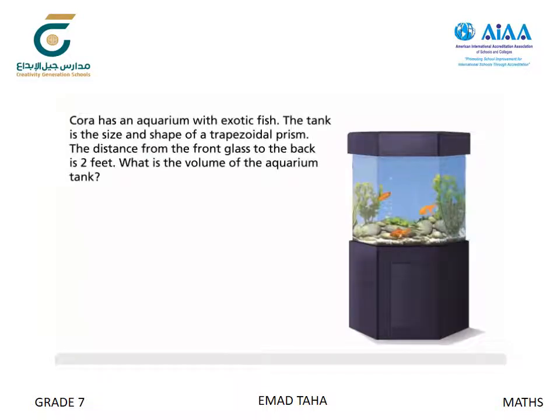Cora has an aquarium with exotic fish. The tank is the size and shape of a trapezoidal prism. The distance from the front glass to the back is 2 feet, and the other dimensions are shown. What is the volume of the aquarium tank?